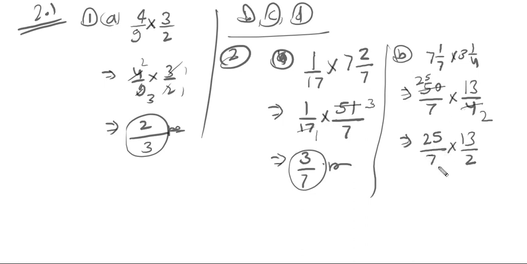So let us multiply. 25 into 13 will come 325. It will come 325 upon 7 twos are 14. This will be your answer. Here we cannot cut it further. Right? This will be your answer.